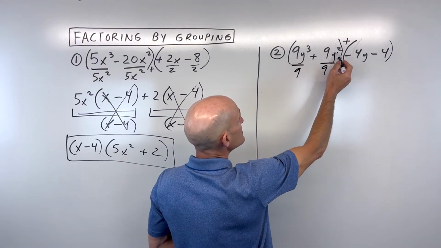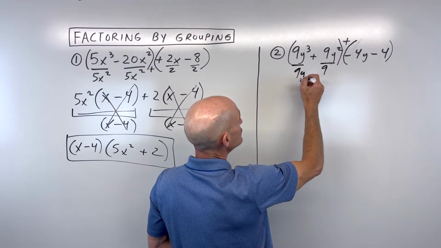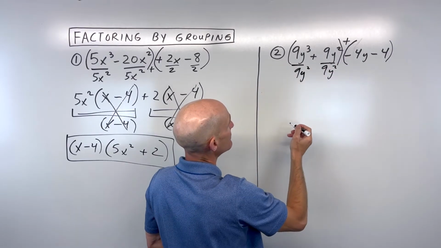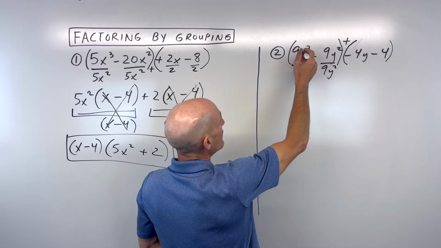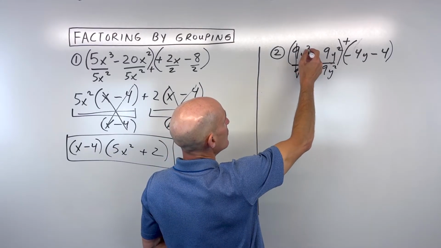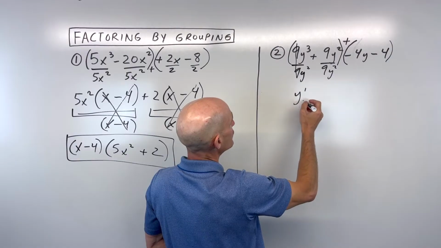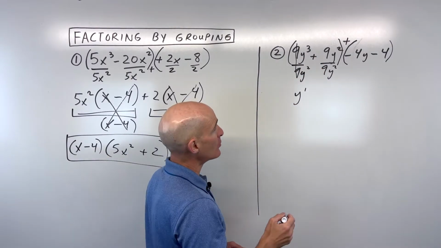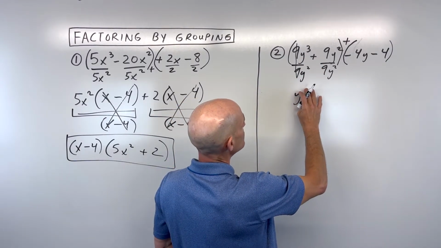And it looks like this has a y cubed, y squared. It looks like they have 2 y's in common, or y to the 2nd power in common. And now when I reduce, you can see that the 9's cancel. Y cubed divided by y squared is y to the 1st. Remember, when you divide, you subtract the exponents. Okay, y to the 1st, we can just leave it as y.